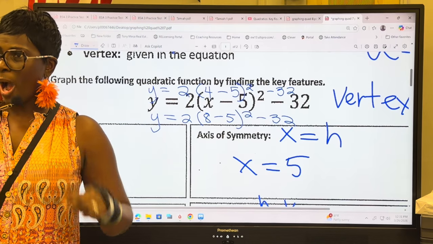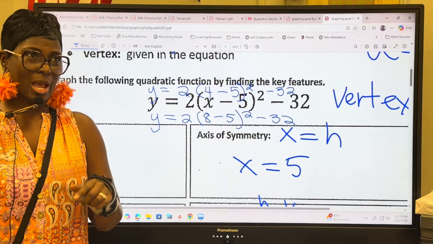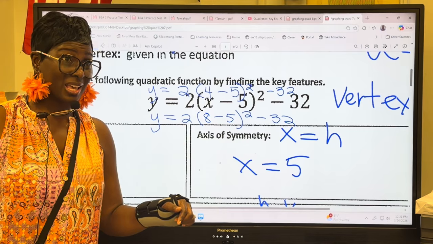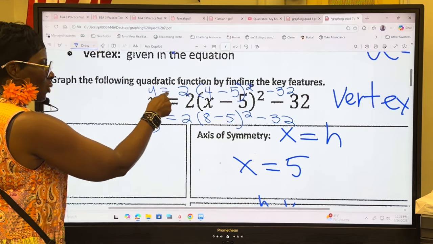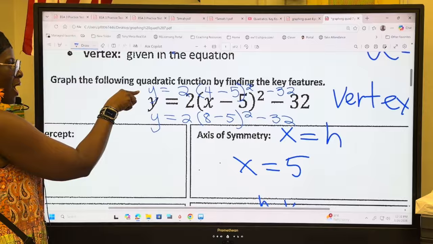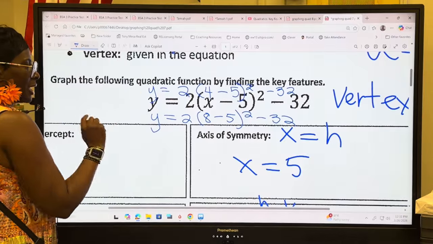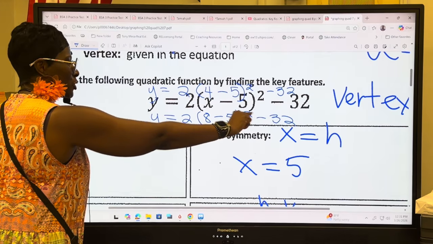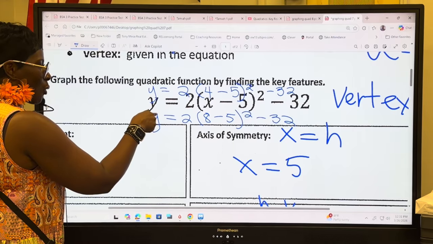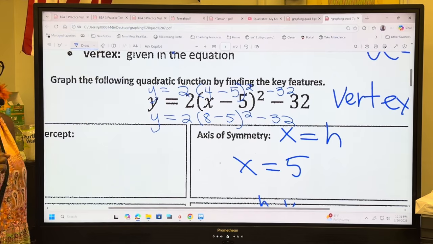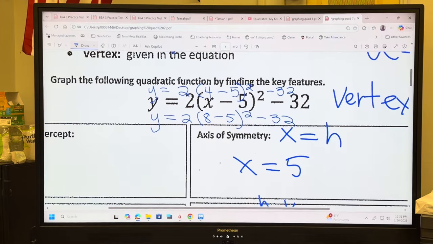Do we understand why we're making points? Do we understand why we're plugging in the x? Yes, because it says y equals. So if you do the math, it's going to give you the output when you put in 4. If you do the math, it's going to give you the output of y when you put in an 8. Does that make sense?